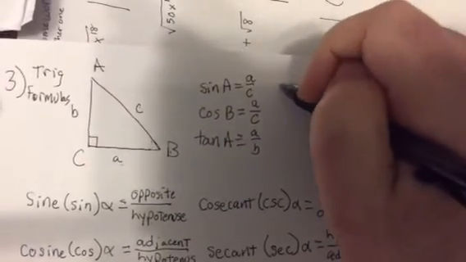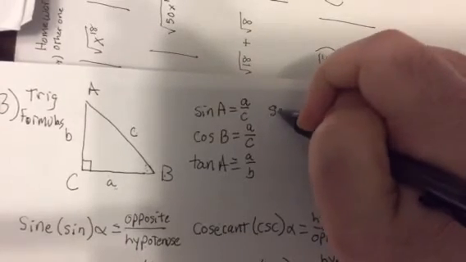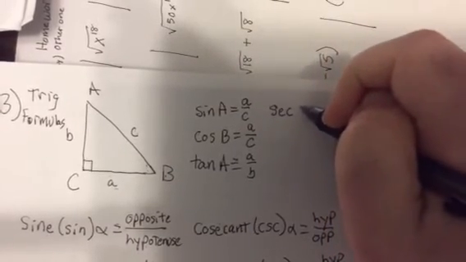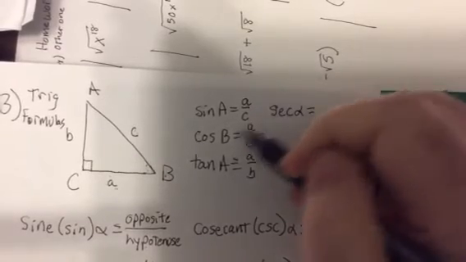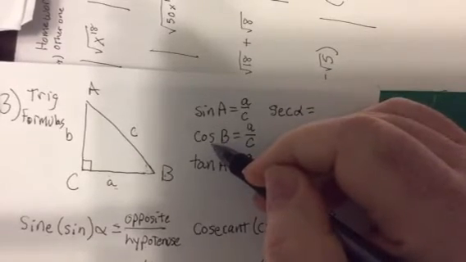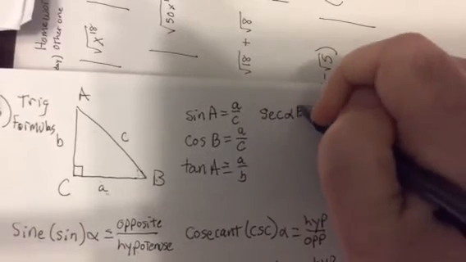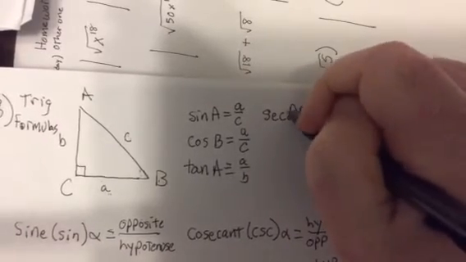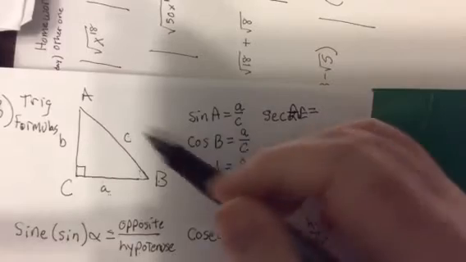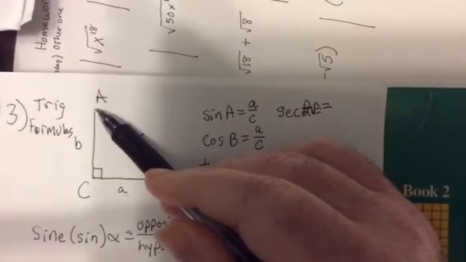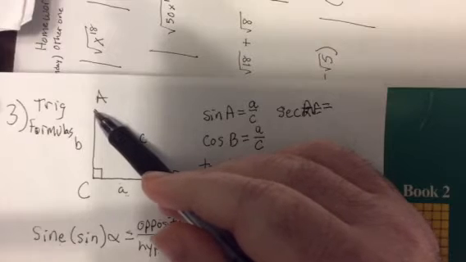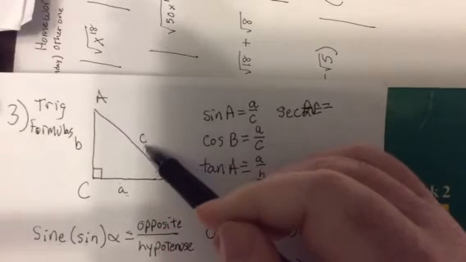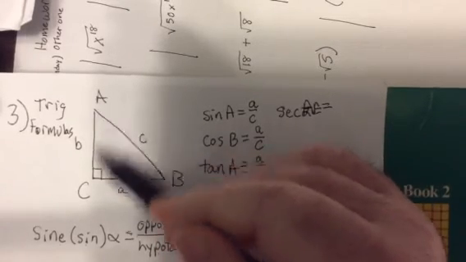Now, what is secant? The way I remember this, secant looks like a backwards cosine. That's how I remember it. So what's secant of A? Well, A is here. Secant is hypotenuse over adjacent, the reciprocal of cosine. So it'd be C over the adjacent, which is B.